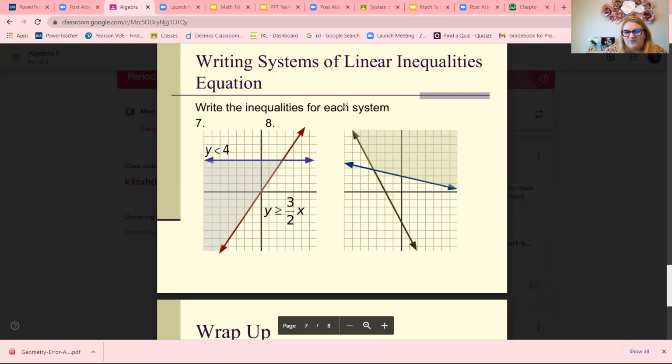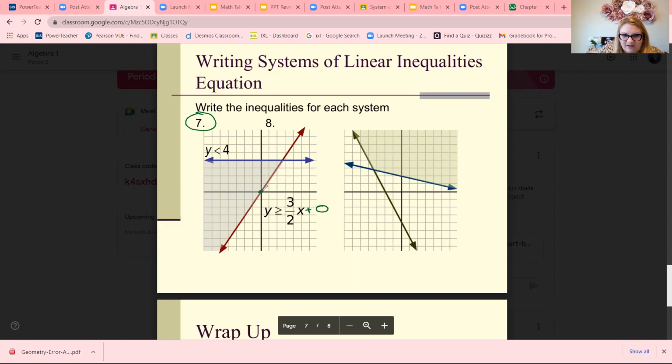Okay, when you write the inequality for each system, if you look at number 7, over here for number 8, you're going to have to write the inequality. I am going to show you how they write the inequality for each one. So the first thing you want to do is look at this line that's red, and you want to figure out, okay, where do they start? They started at 0. So the y-intercept for this equation is 0.